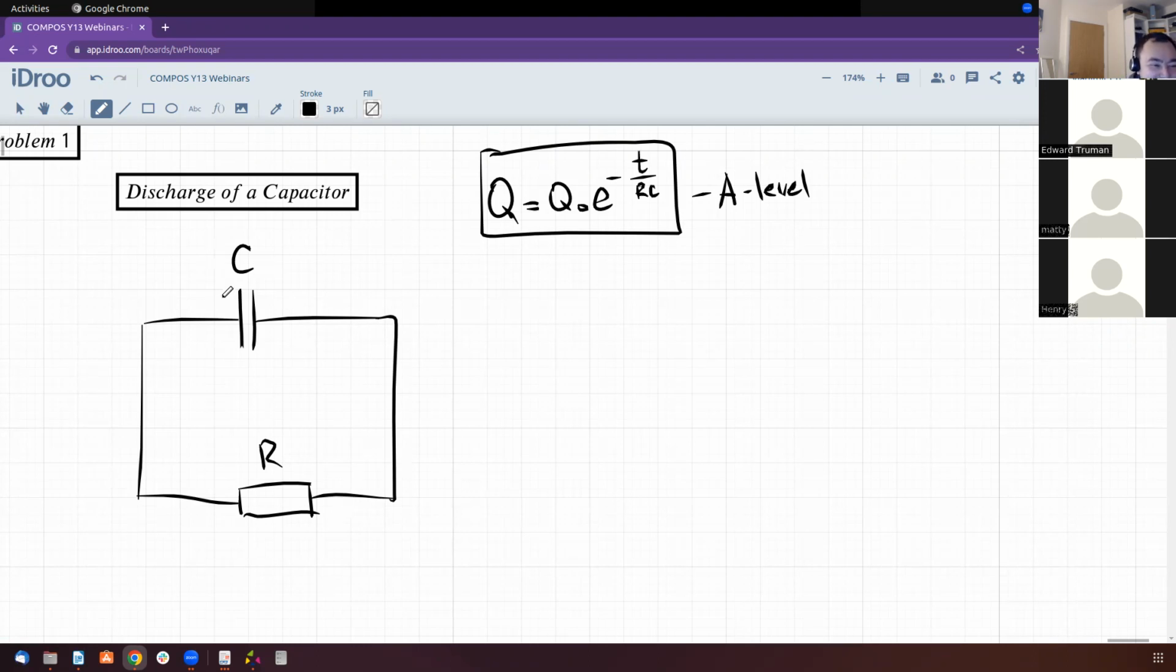Let's say you have a charged capacitor, with positive and negative plates, and usually we draw something like a switch. When the switch is closed, current starts to flow. Current flows in this direction from plus to minus, from high potential to low potential, and the capacitor starts to discharge.